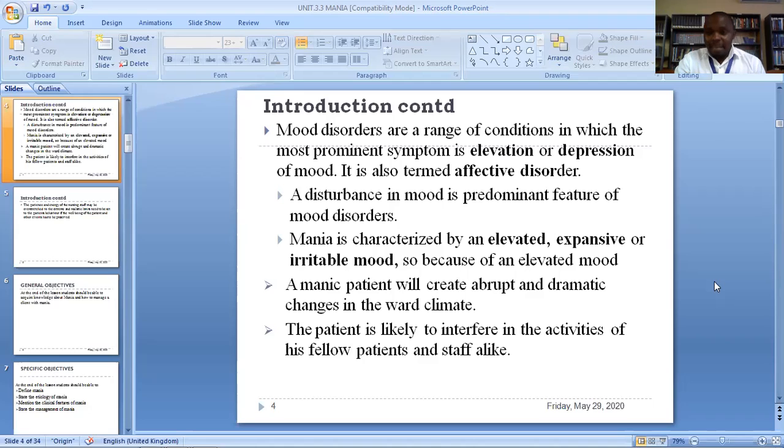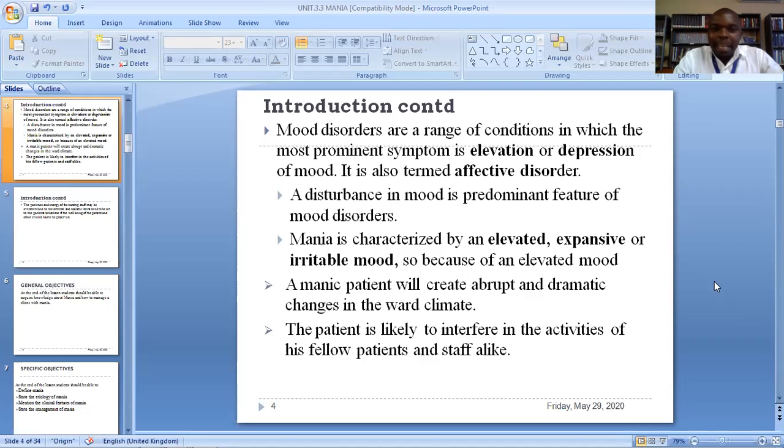Because of an elevated mood, a manic patient will create abrupt and dramatic changes in the ward's climate. Now, when we say mania is characterized by elevated, expansive, what we mean by expansive is generally frank and being communicative. How about being irritable or having an irritable mood? We mean having or showing a tendency to be easily annoyed.